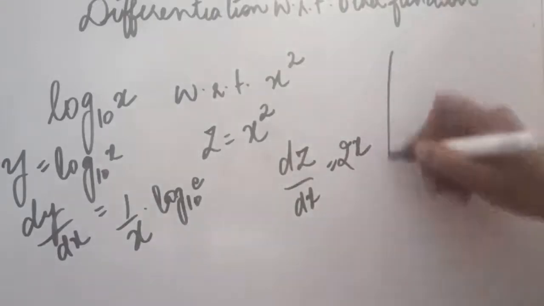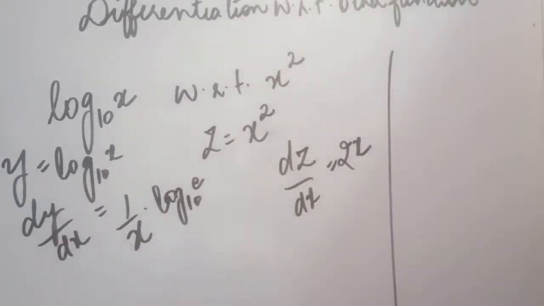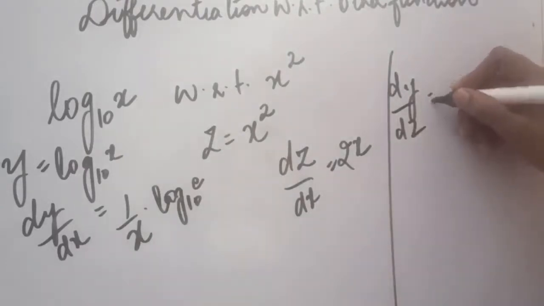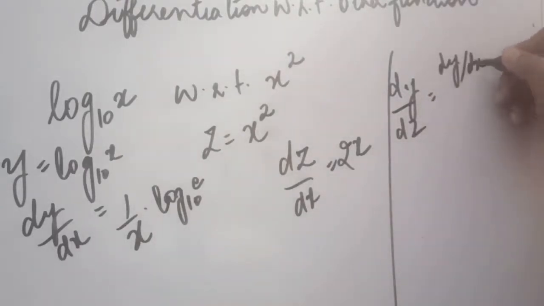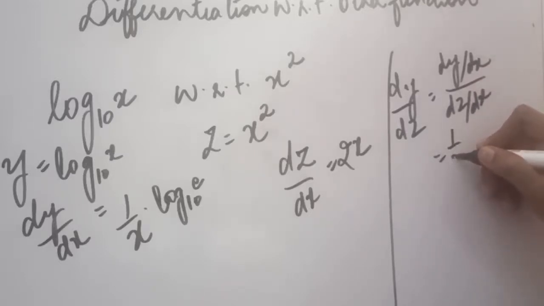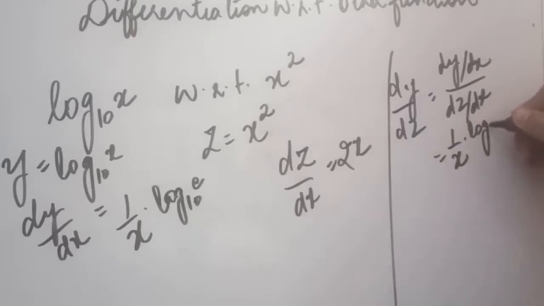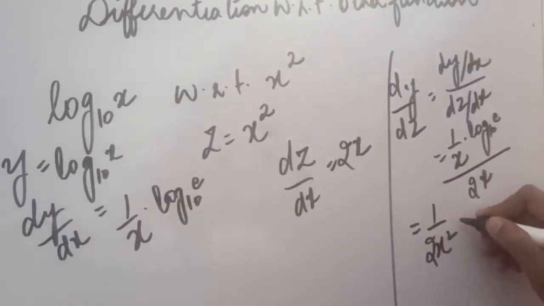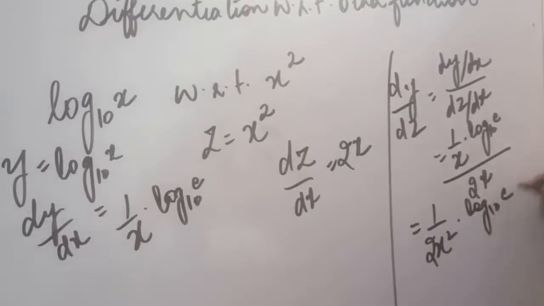So now finally we can put the formula for the purpose of differentiating with respect to other function. Here we have to calculate dy upon dz and the formula is dy upon dx divided by dz upon dx. dy upon dx is 1 upon x into log 10e, divided by 2x. So ultimately we can say this will be multiplied below. So our answer will be 1 upon 2x square into log 10e.